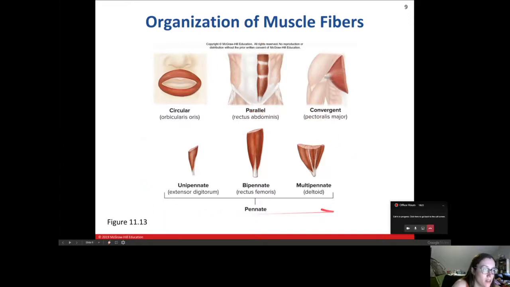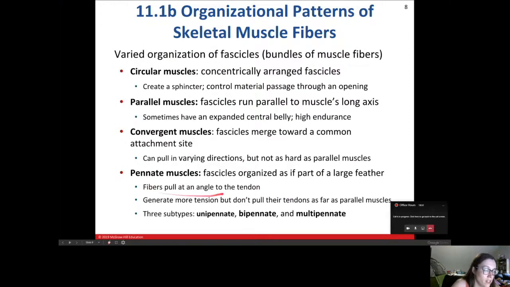Last, we have these pinnate muscles. Pinnate muscles look like a feather or a leaf. So you've got the tendon here, and then you have all these fascicles coming in at an angle. Either a unipinnate, where they're all coming in at one angle, or a bipinnate, where they're coming in at two different angles. And so they kind of pull at an angle to the tendon. They generate more tension, but they're not pulling the tendon as far as parallel muscles.